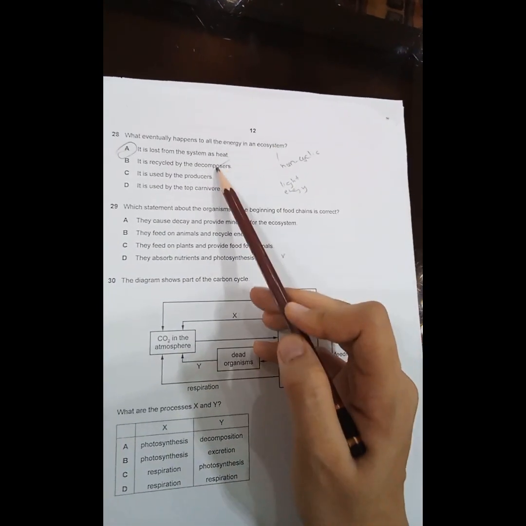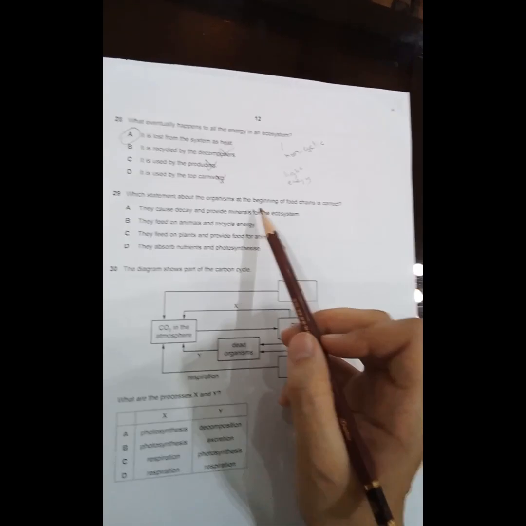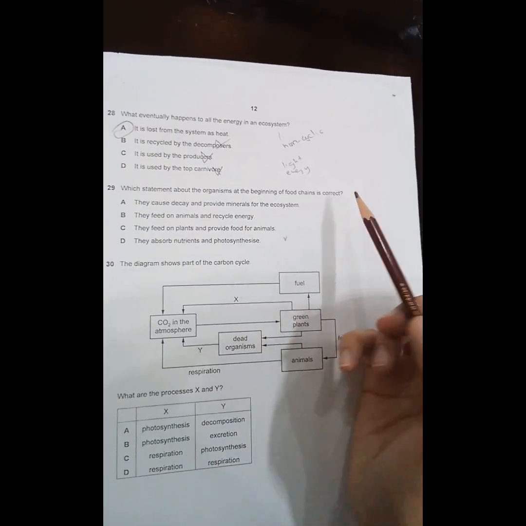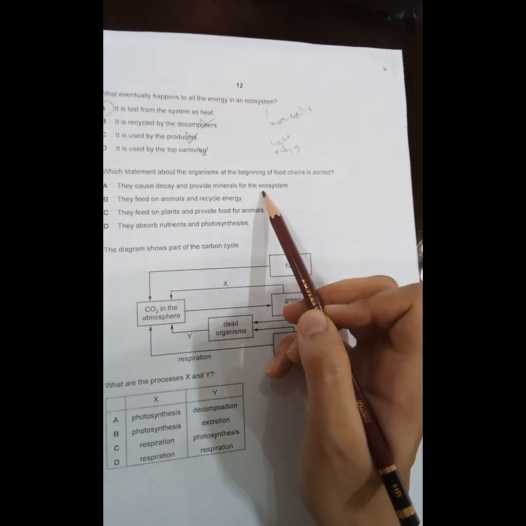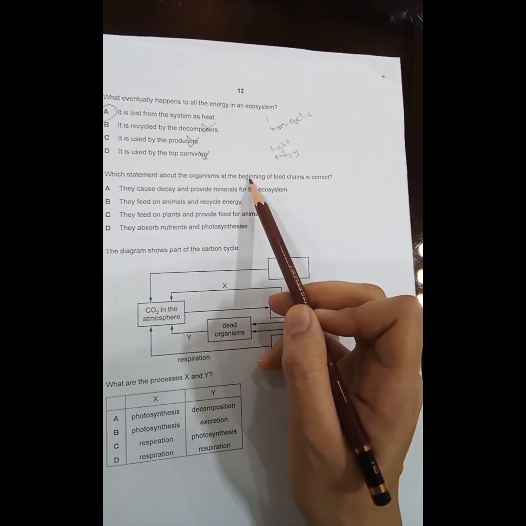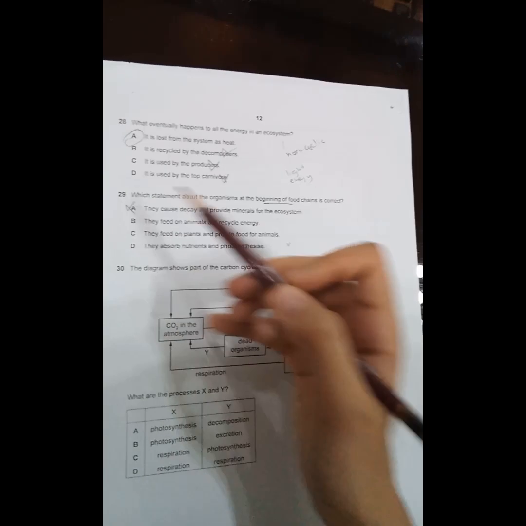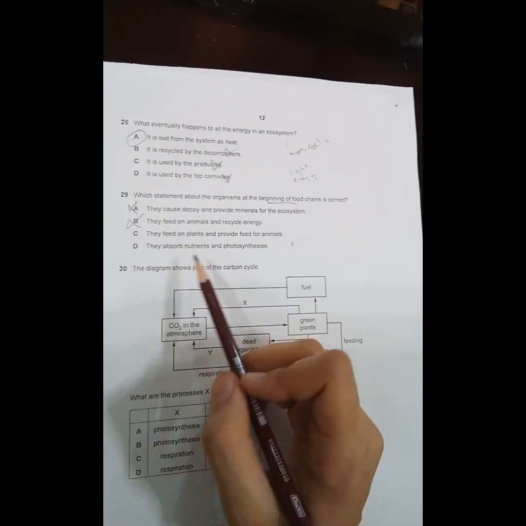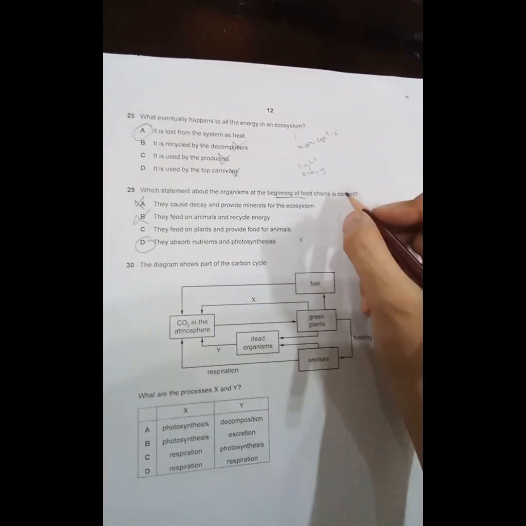Is it recycled? No. Is it used by the producers? No. Is it used by top carnivores? No. Which statement about the organism at the beginning of the food chain is correct? They cause decay and provide minerals for the ecosystem? The organisms at the beginning of the food chain are plants. So no, they feed an animal, they recycle energy, they absorb nutrients and photosynthesize, because every food chain begins with plants.